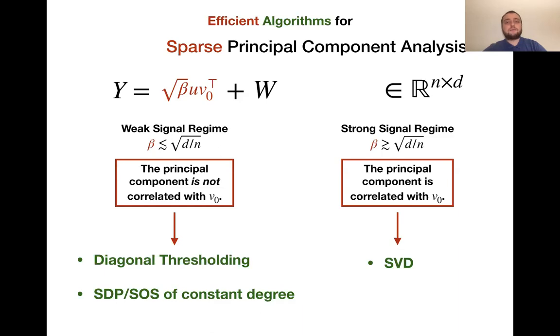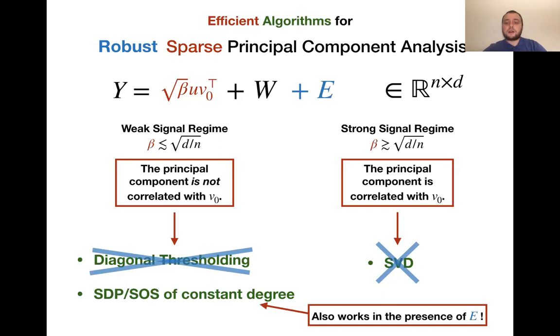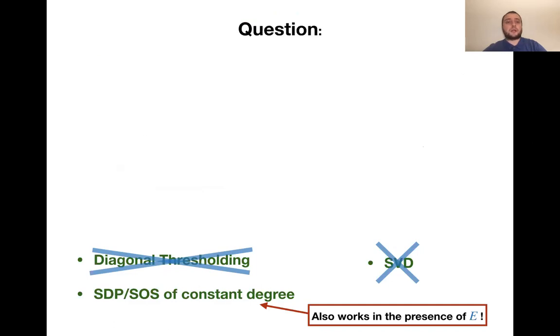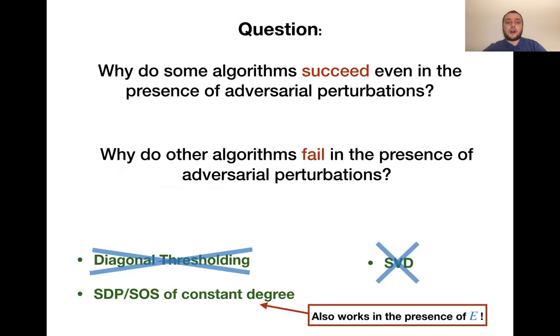So what about the efficient algorithms? This is the picture for non-robust sparse PCA, and for robust we see that diagonal thresholding and SVD no longer work. If we take E with entries of magnitude root beta over k, diagonal thresholding and SVD do not output a vector close to V0, but SOS and SDP do work in the presence of the adversarial matrix E. And then there is a question: why do some algorithms succeed even in the presence of adversarial perturbations, and why do other algorithms fail in the presence of adversarial perturbations?